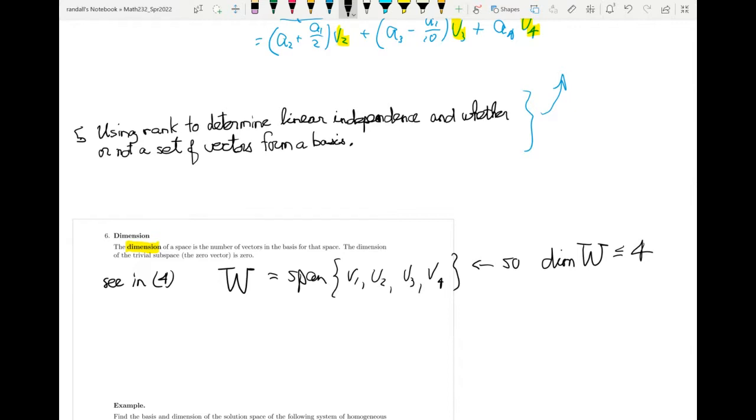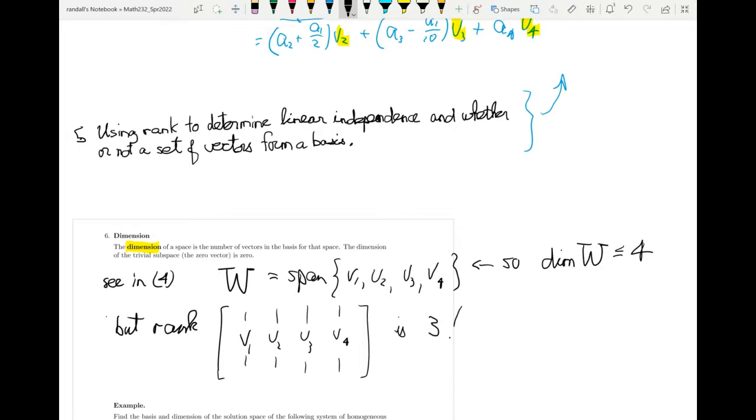Okay, but the rank of this matrix, right, with these as columns, and remember why we were looking at this matrix. This was the matrix that we were studying to determine linear independence, is 3. Okay, so V1 through V4 is not linearly independent.